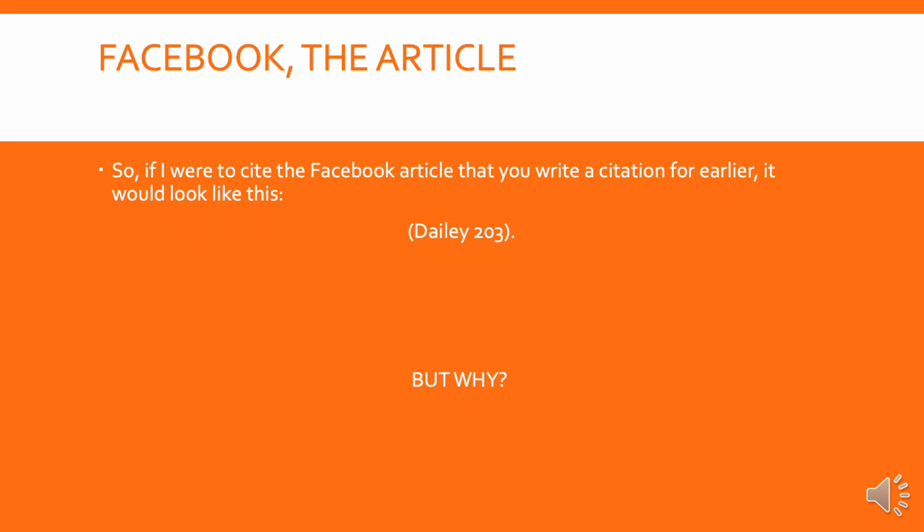So let's try something here. If I were to cite the Facebook article that you cited, it was the first thing that I had you cite, that article that was in the writing today. The in-text citation for that would be last name and page number. Why do you think that is?